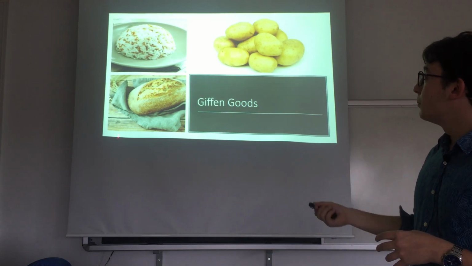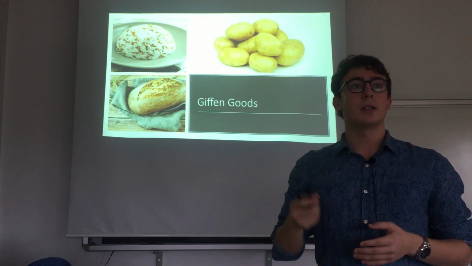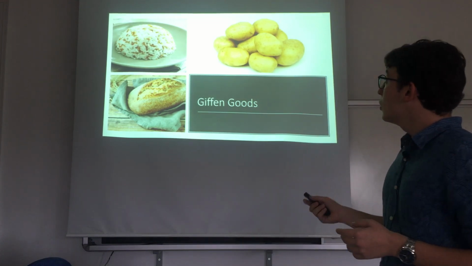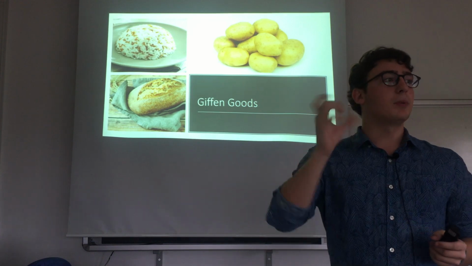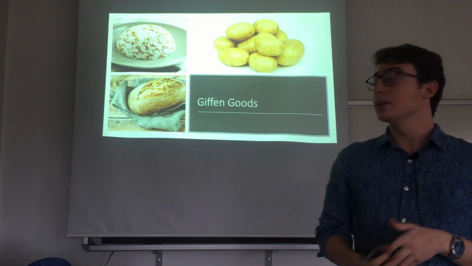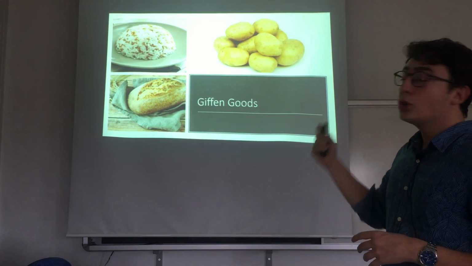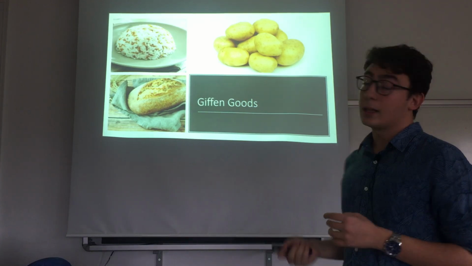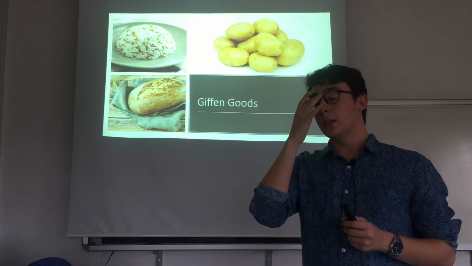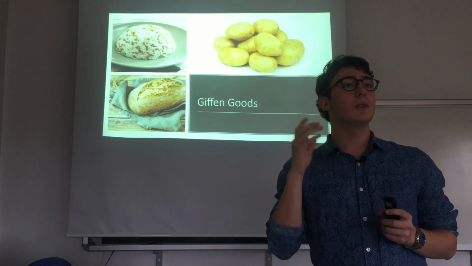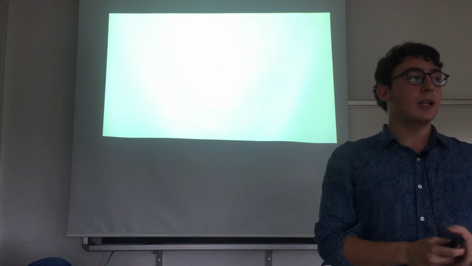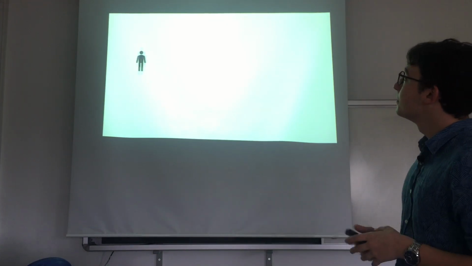For example, bread is something really cheap, but bread can make you full really easily. So you can't interchange bread with meat or something else. So let me show you a simple example. Before I start my example, I want to state that Giffen goods are something really challenging even for microeconomists. So I will just give you a little example to make you understand this concept.